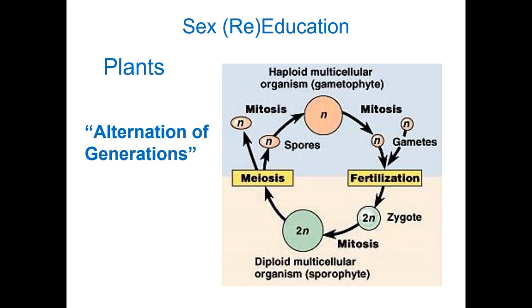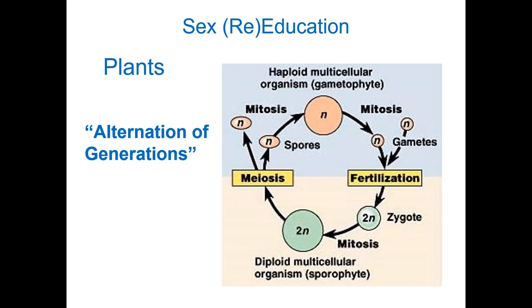And plants? Well, they're straight up kind of kinky. They have what's known as an alternation of generations. When we're talking about reproduction, the generation, so one generation to the next, generation refers to the multicellular stage. So of course, when we're talking about generations of humans, we're talking about the multicellular stage. We're not considering the gametes as a generation. Well, plants alternate between a haploid multicellular form and a diploid multicellular form.